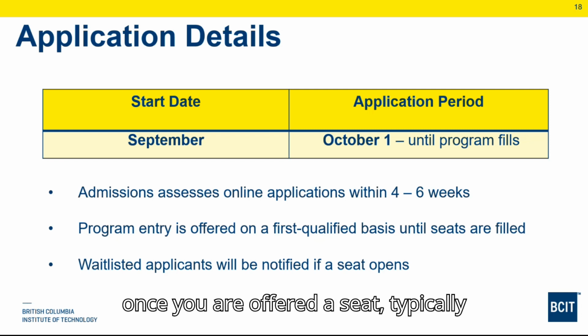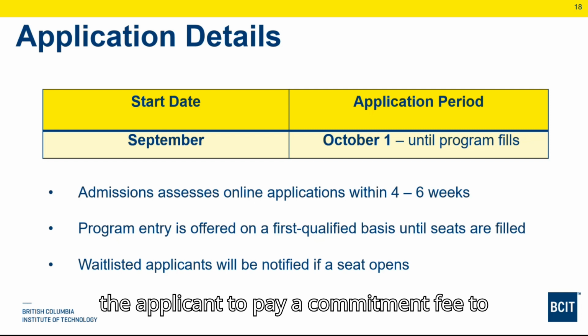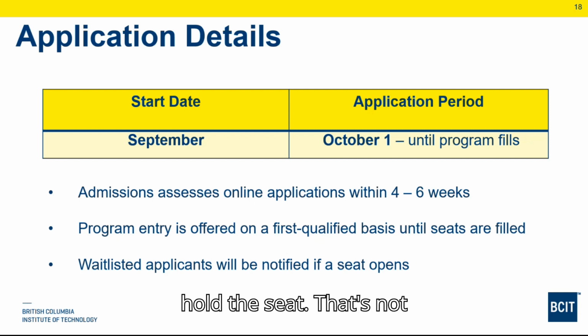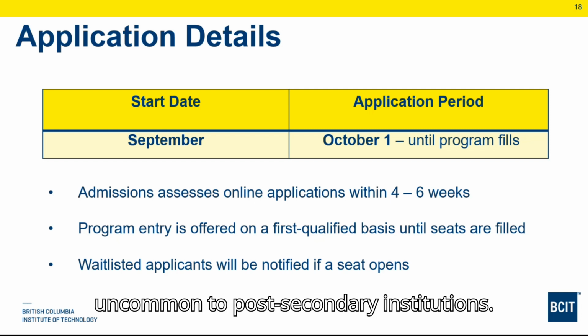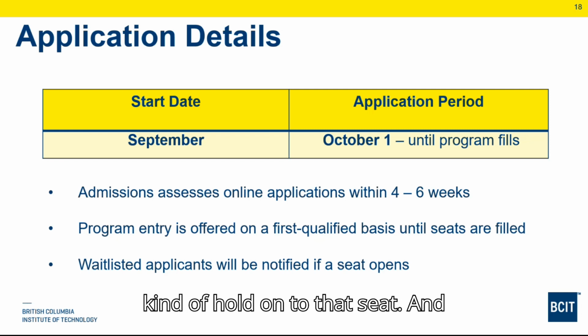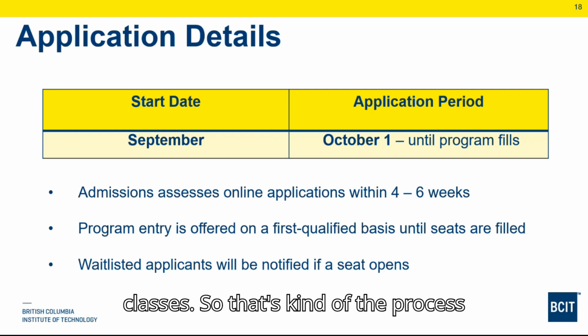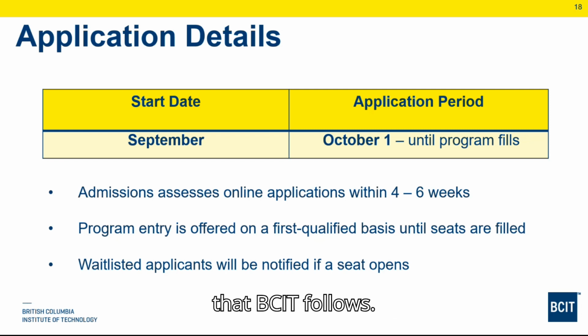Now, once you are offered a seat, typically BCIT will ask the applicant to pay a commitment fee to hold the seat. That's not uncommon to post-secondary institutions. So once you pay that commitment fee, you hold on to that seat, and then your tuition fees would be due 60 days before the start of your actual classes. So that's the process that BCIT follows.